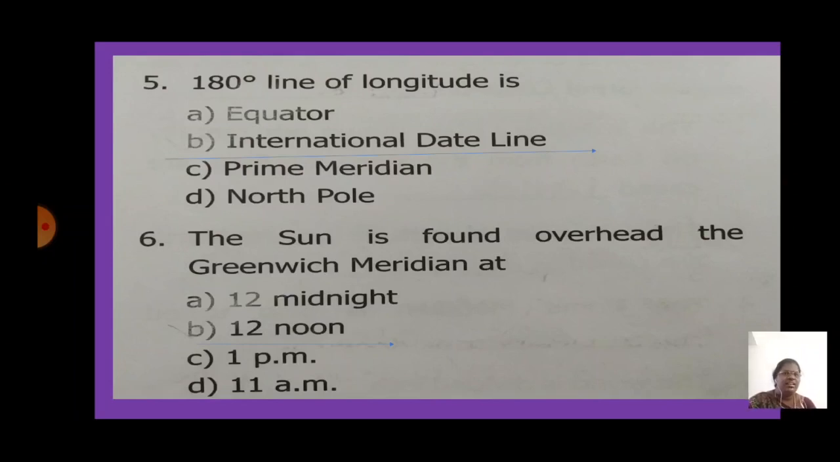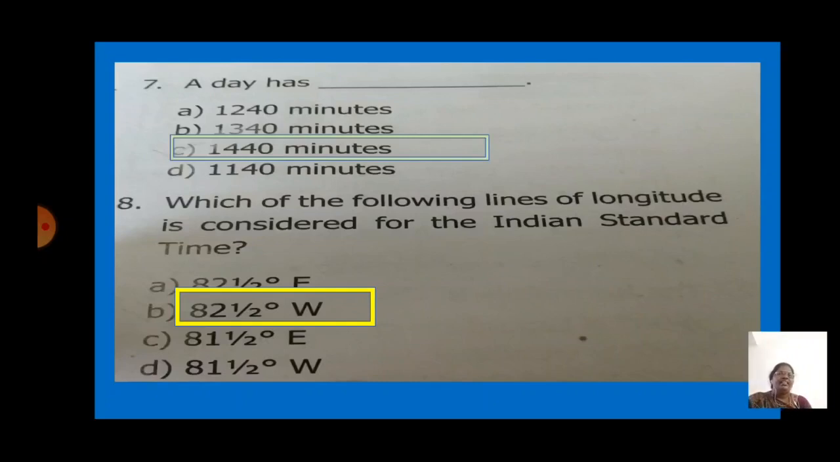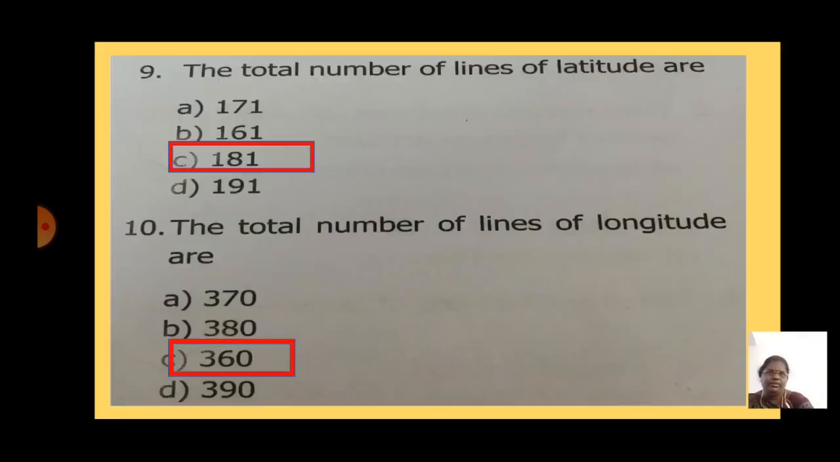Answer is international dateline. So the sun is found overhead the Greenwich meridian at dash. Overhead means 12 noon only. Okay, 12 noon. And then seventh question: a day has dash. 1240 minutes, 1340, 1440, 1140. So how many minutes do we have per day? 1440 minutes. And which of the following lines of longitude is considered for the Indian Standard Time, IST? So it is exactly 82.5 degree. For convenience, we had 82.5 degree east.